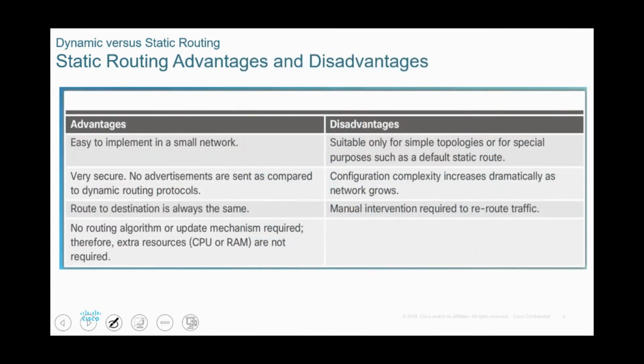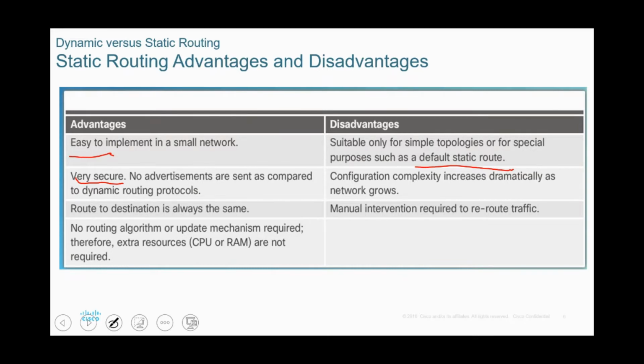Static routing advantages and disadvantages. For the static routing advantages, it's easy to implement in a small network. However, it's very difficult for a simple topology or for special purposes such as a default static route. So these are the disadvantages of using static routing. But static routing is very secure because no advertisements are sent, as compared to the dynamic routing protocols. As for the static routing disadvantages, configuration complexity will increase as the network grows.